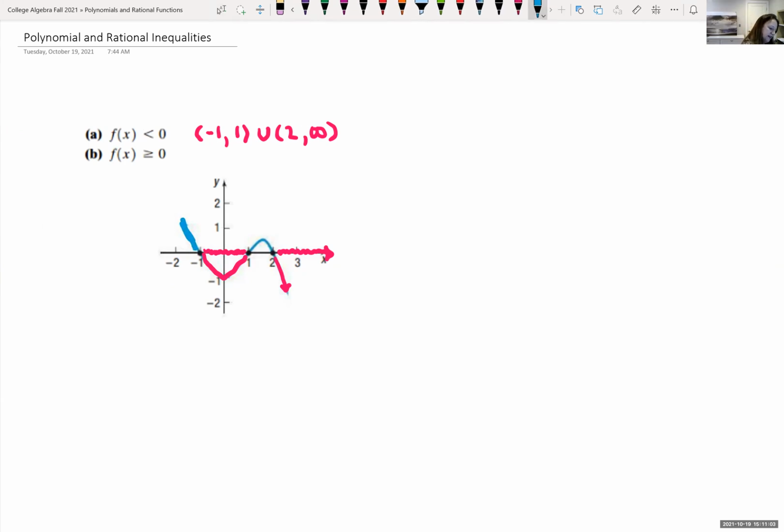Above the x-axis would be here and here. So we're looking at all the x values from -infinity until we hit -1. Those are x values that would give us a y value bigger than or equal to 0. So -infinity to -1. Union, and then all the x values between and including 1 and 2.